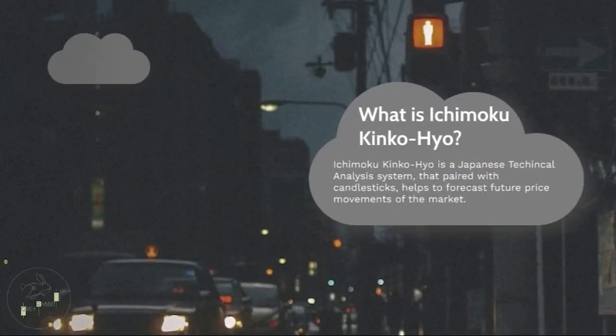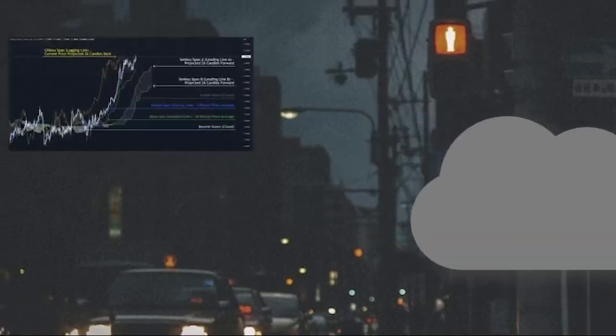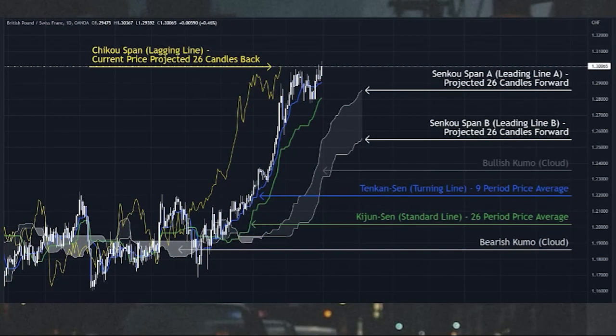What is Ichimoku Kinko Hyo? Ichimoku Kinko Hyo is a Japanese technical analysis system that, paired with candlesticks, helps to forecast future price movements of the market. Let's take a look at the 5 major lines of the Ichimoku system.